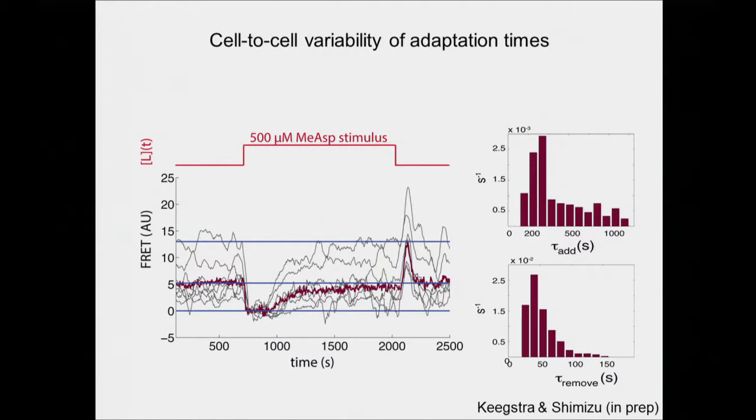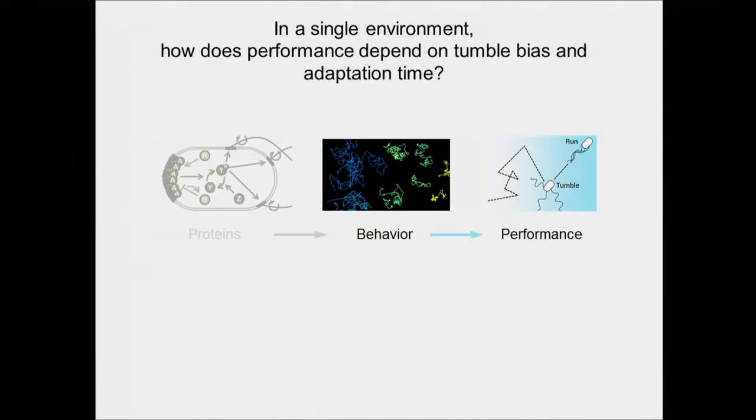And you see there's going to be a diversity in this memory duration from cell to cell. So by combining these two things of tracking the cells, stopping them, and measuring with microscopy, either with FRET or with standard fluorescent microscopy, we can basically connect these two key parameters to the trajectory of the cells.